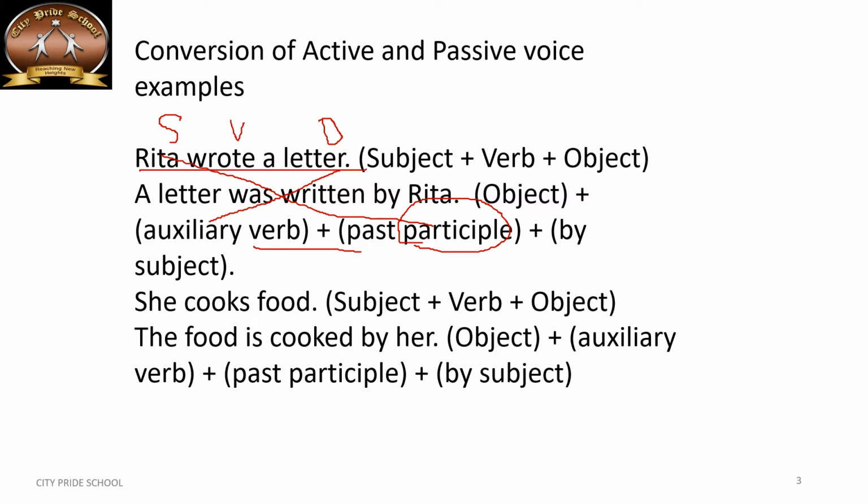So what is the structure of passive voice? Object comes first, then auxiliary verb, past participle, plus by plus subject, like by whom the action is done. Here also, if you see, she cooks the food: she is the subject, plus verb, plus food as the object. So subject, verb, object. Whereas here, the food is cooked by her, where your object comes first and your subject goes at the last, with the past participle form of the verb.